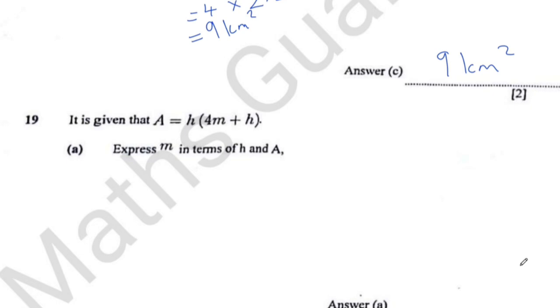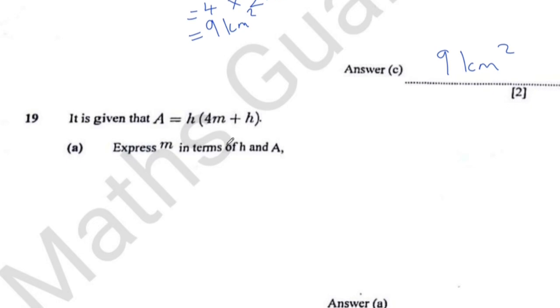Then move on to question 19. It is given that A is equal to h(4m + h). Express m in terms of a and h. What you must do here is, firstly, copy out the formula: A is equal to h(4m + h). Then we need to make m the subject of the formula.